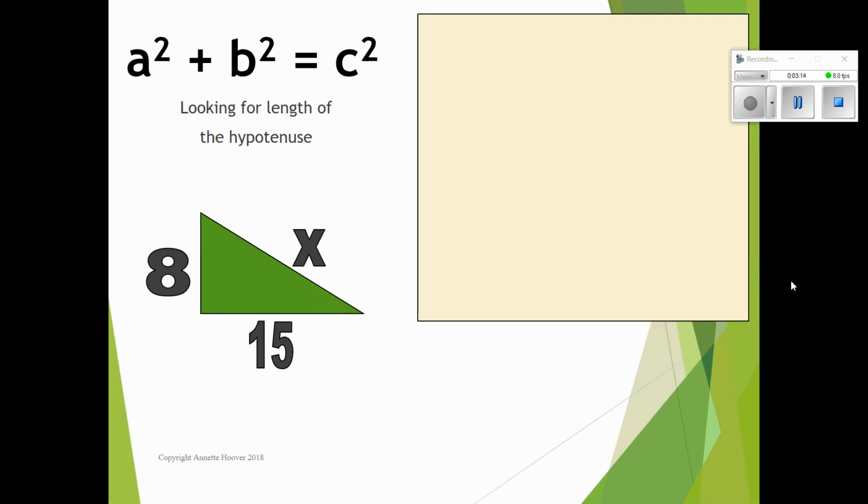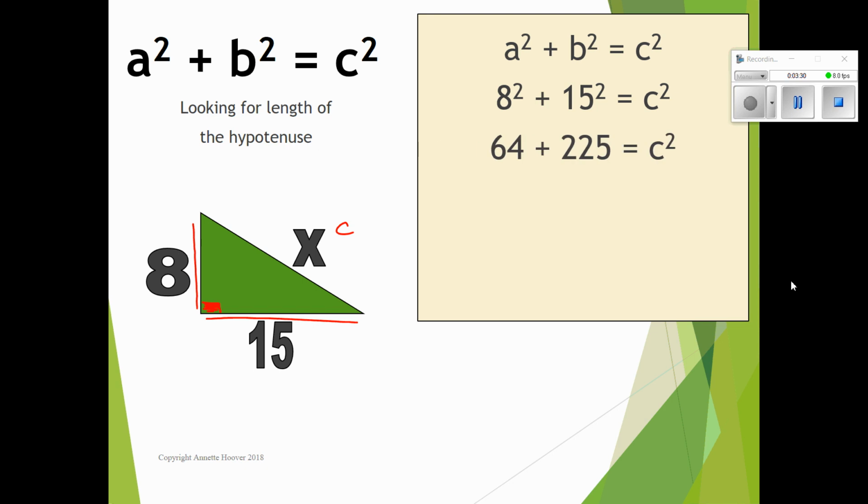Same thing on this triangle. First, we notice that it is a right triangle. We see the two legs, so we know this is A and B, and we're looking for C. So it's the same as the last one, so we plug in the numbers. 8 squared plus 15 squared equals C squared. So we square both of those numbers. That would be 64 plus 225. We add them together for 289, and now we just take the square root of 289, and we find that it is 17. The missing side here is 17 units.